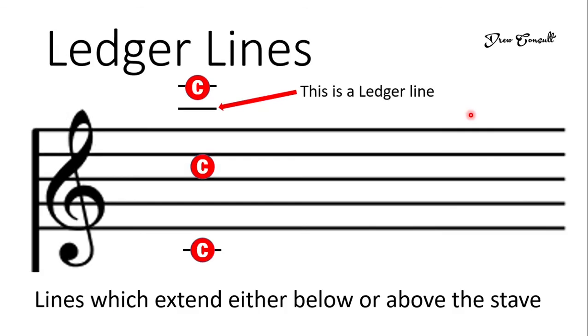Hope it helps. Great. We want to look at ledger lines. Ledger lines are lines which extend either below or above the staff. So this line here is a ledger line. This line here is also a ledger line. This line here is also another ledger line, and it can go as many as possible. Some of you are wondering how we have C down here and how we also have C up here. Let's figure this out.